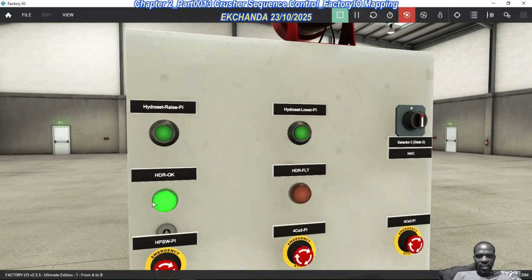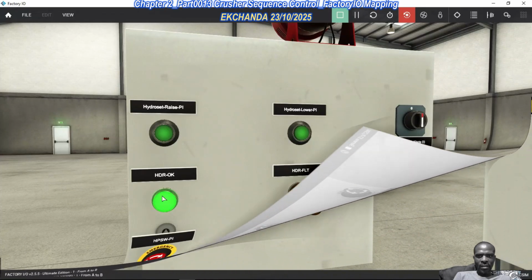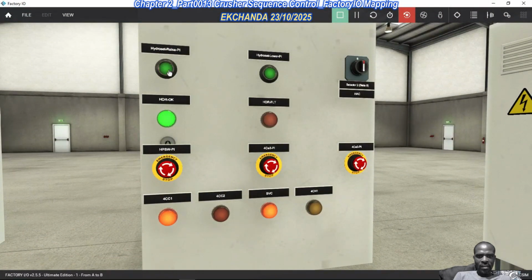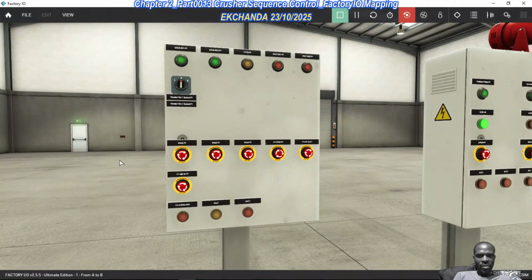And then the hydroset pressure is okay, we can say hydroset raise. Okay, so the solenoid valve is on and the CC1 is also energized, so hydroset lower. Okay, so this seems to be working okay. And then what else do we need?